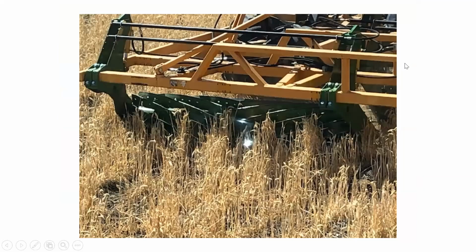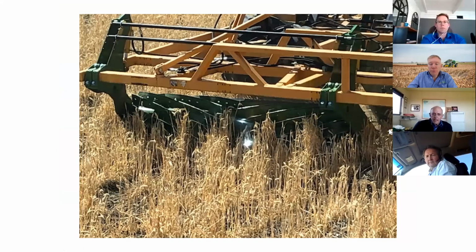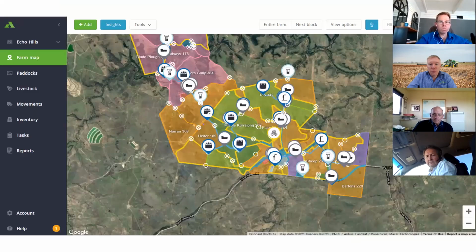Yeah, so that's just a close-up of the crimper in action. A cockatoo damaged barley crop. So yeah, just for those that are interested in seeing what it actually does. Next one again, please. Yeah, I doubled up, and next, yeah, so next one.